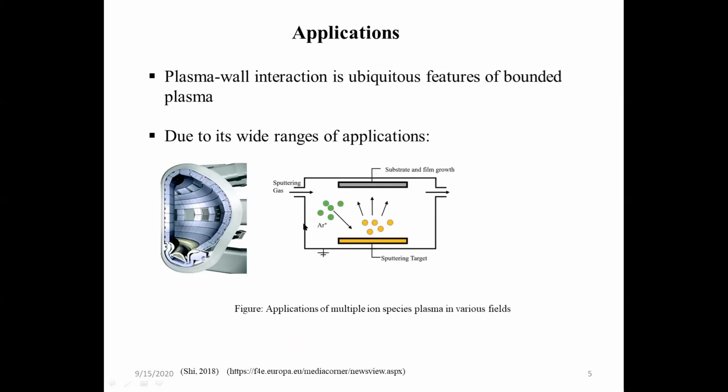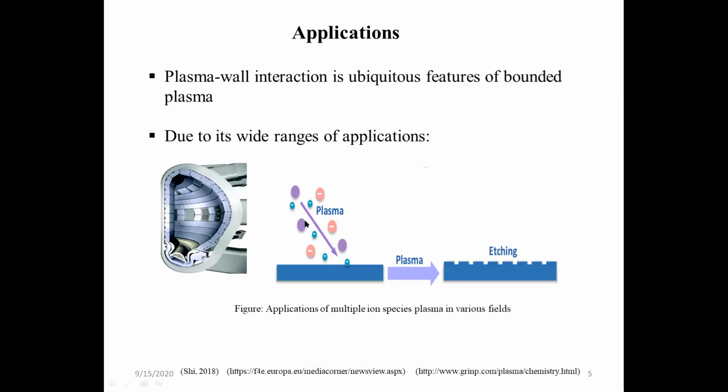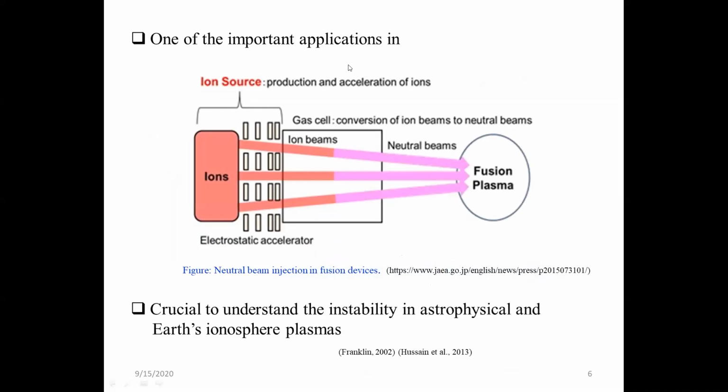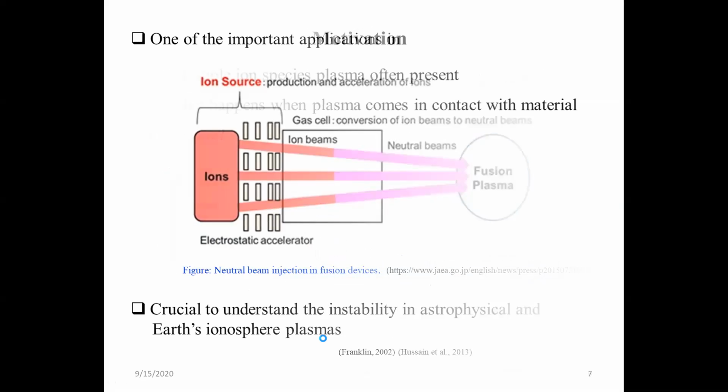The next one is the sputtering process, and the next one is etching. Besides this, there are other important applications of multi-component plasma, such as producing the neutral beam in fusion plasma. So understanding the sheath and pre-sheath structures of this multi-component plasma is very crucial. It is also important for understanding the instabilities that occur in various astrophysical and ionospheric plasma phenomena.